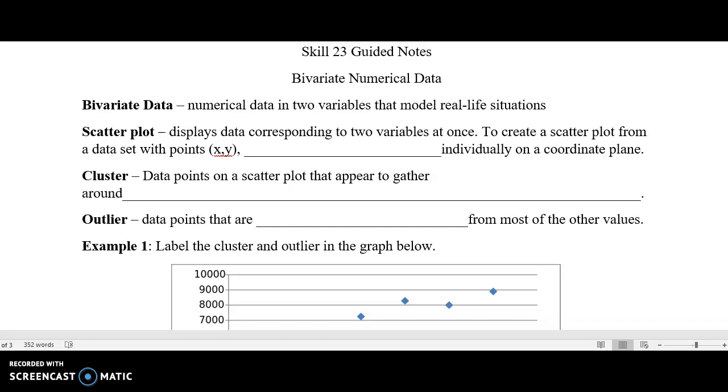that model real-life situations. Then we have scatter plots, which display data corresponding to two variables at once. To create a scatter plot from a data set, we're going to plot each point individually on a coordinate plane. Sometimes when we're looking at this data, we'll see what we call clusters, which are data points on a scatter plot that appear to gather around a particular value.